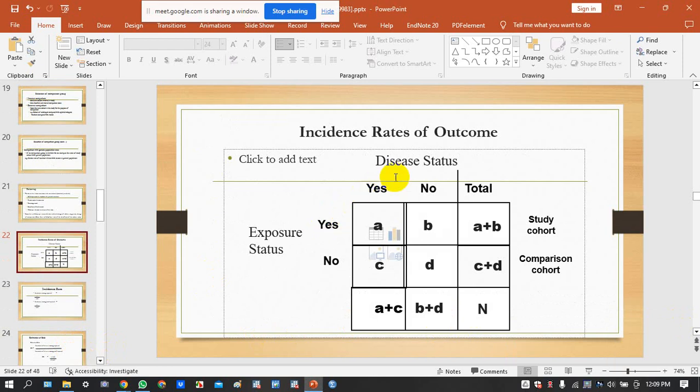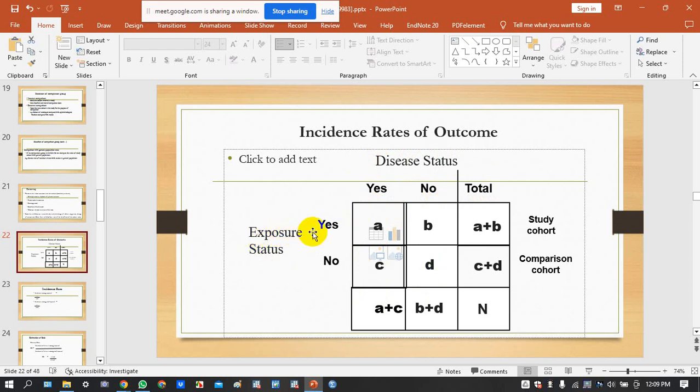So we have incidence rate of outcome. This is a 2x2 table, and this is what we use to calculate the relative risk or the odds ratio. On the horizontal axis, we have the disease status. Those with the disease, we say yes, and they belong to A and C. Those without the disease, they are no, they belong to B and D.